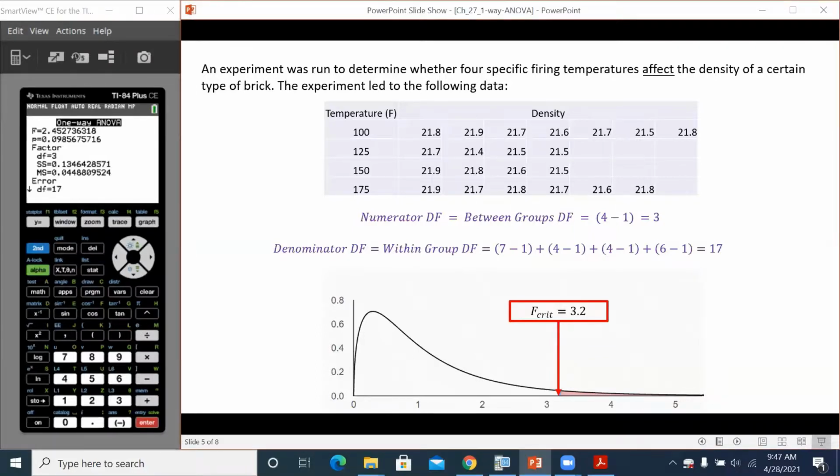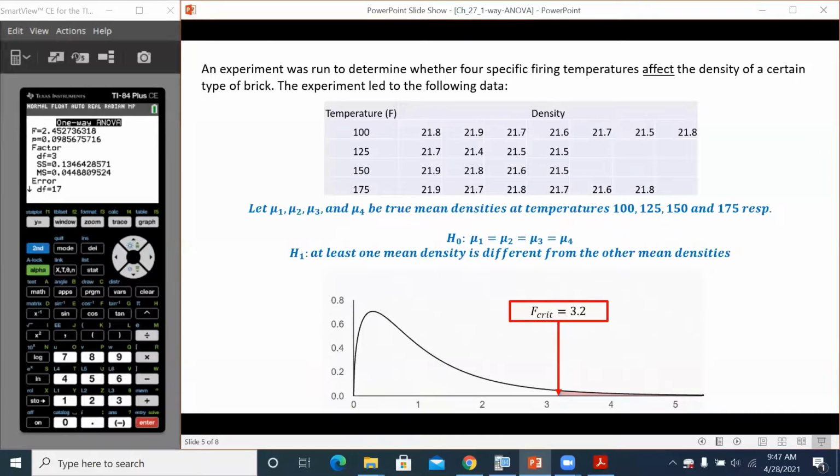The calculator output has plenty of stuff. For the moment, look at only the first 2 lines of the calculator output, which indicate the F test statistic and the p-value. The calculated F test statistic is 2.4527. And it's not in the rejection region, which means we accept the null hypothesis H0. Accepting the null hypothesis means the data do not support the alternative.